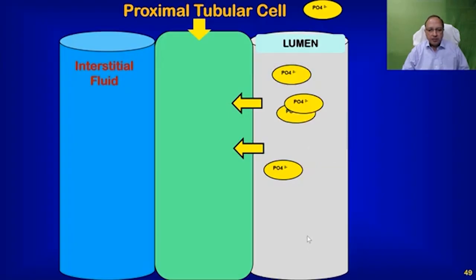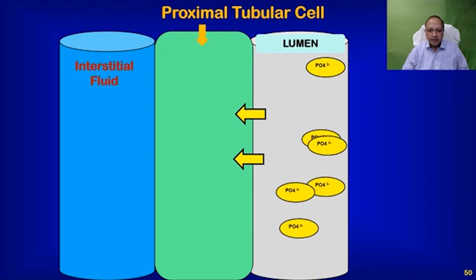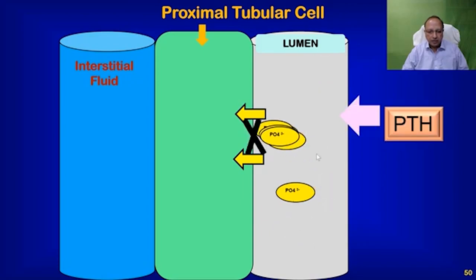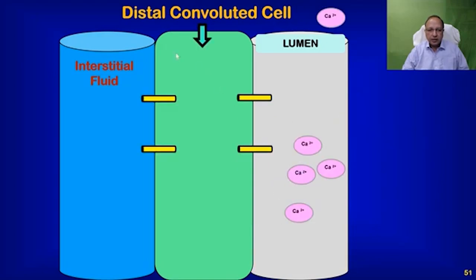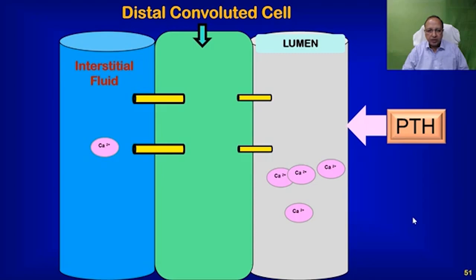So in the proximal tubule, phosphate is normally absorbed, but when we have parathormone, it will come and block the channels, due to which the phosphate cannot go from the lumen into the cell and from there into the interstitial fluid, leading to phosphaturia. On the other hand, in the distal convoluted tubule, it promotes the stimulation of calcium ion absorption from the lumen into the cell and from there into the interstitial fluid. So there will be increased absorption and decreased loss of calcium in the urine, or hypocalciuria will be produced.